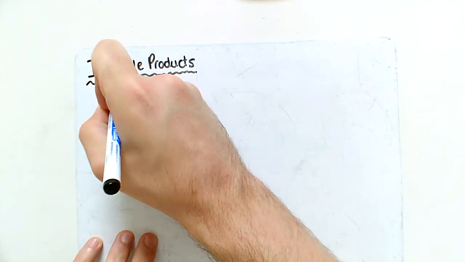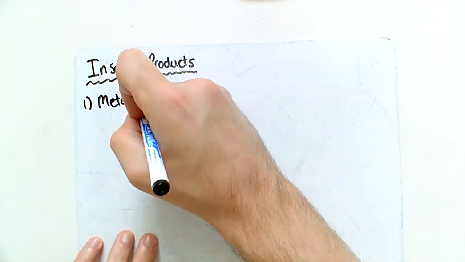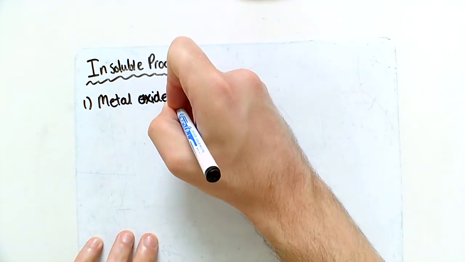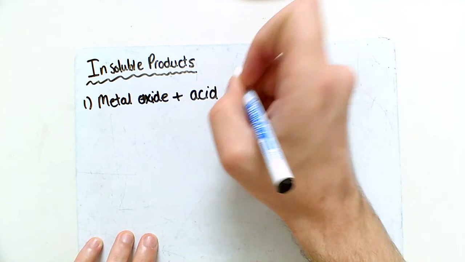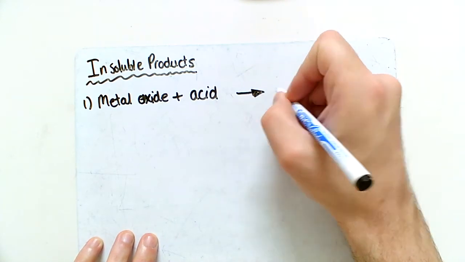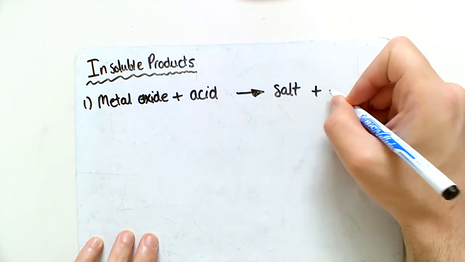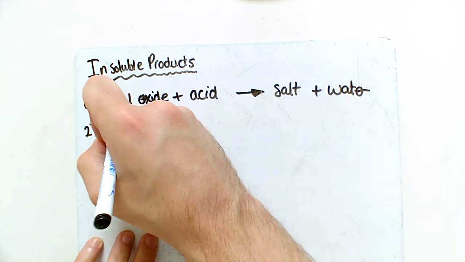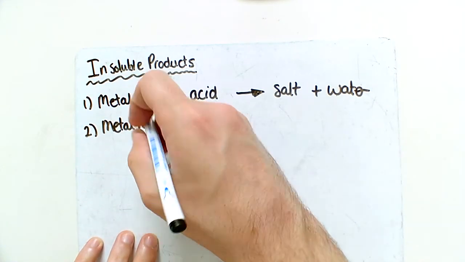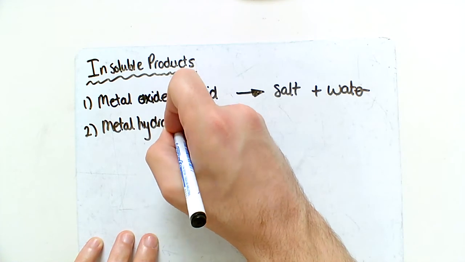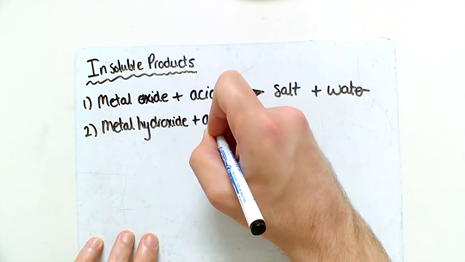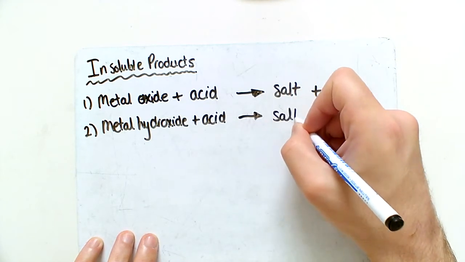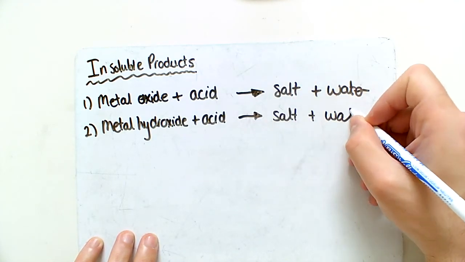So, we're just going to quickly go over what happens in our reactions. So a metal oxide plus an acid gives us salt and water. Our metal hydroxide plus acid does the same thing and gives us salt plus water.